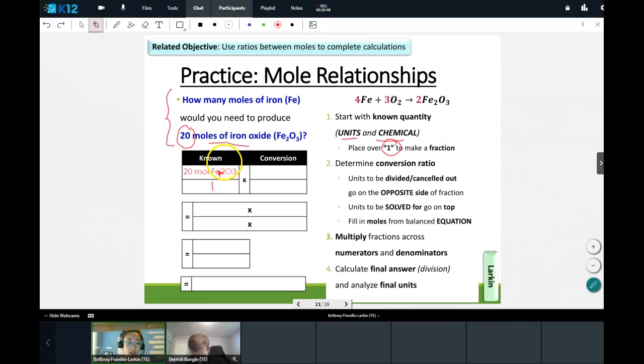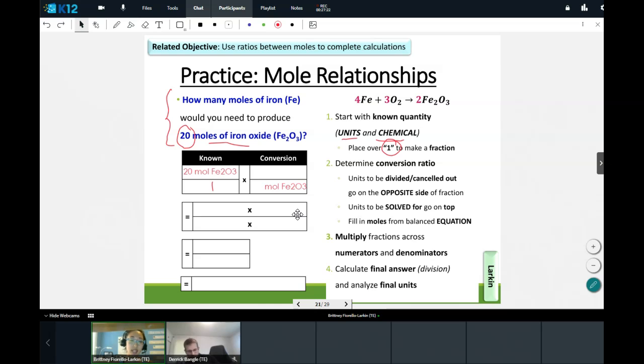So tell me in the chat, if it's on top in the first step, where does it need to go in the next step to be on the opposite side of the fraction, the top or the bottom? It starts on top, so in the next step it needs to be on the bottom. So I'm going to put moles of Fe2O3 on the bottom. No numbers yet. We're just looking at the units. That looks great.